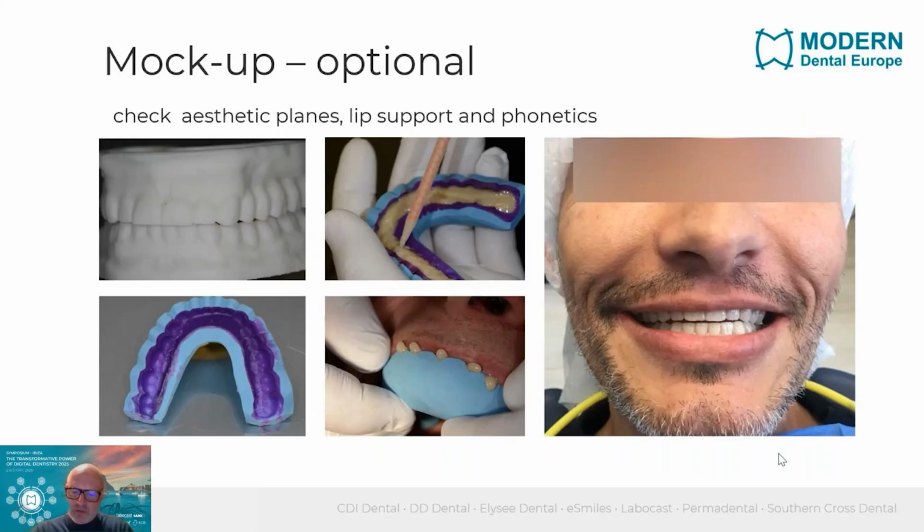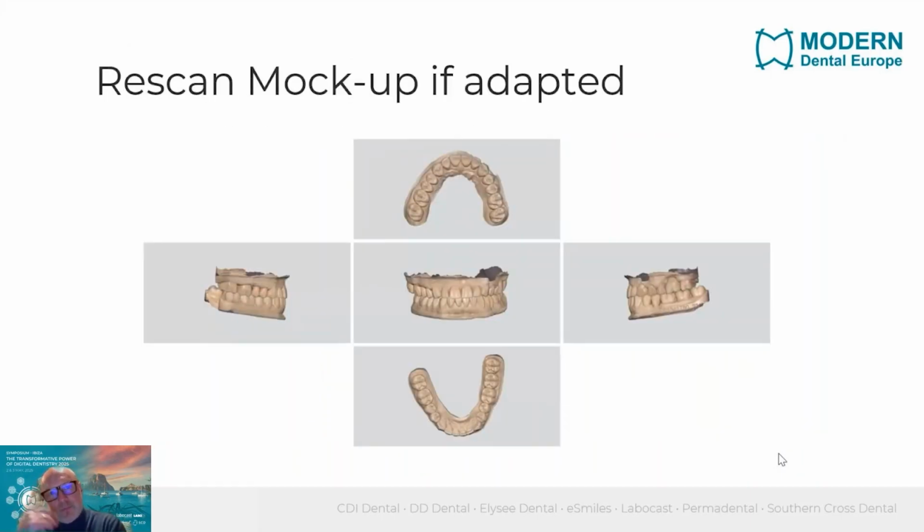So as a practitioner, I advise you to order a mock-up putty key to do this additional evaluation of these full rehabilitation cases. If during the mock-up something should be changed, you can rescan, of course. You can adapt the mock-up, you can grind it, or you can apply extra resin or composite on top, and then we need a rescan in the lab, and then this rescan is actually the base, the reference for the final work.